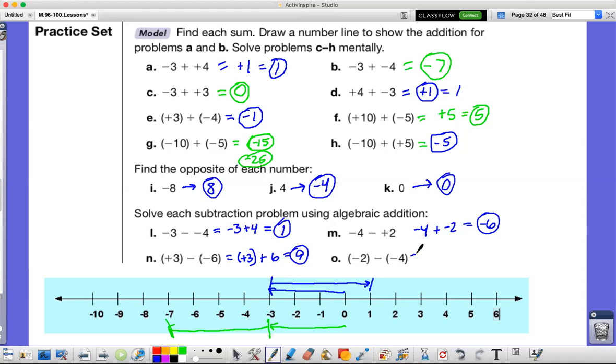And then this one, -2 plus 4. Remember, 2 negatives. Actually, it's not, let me go back. It's not multiply. 2 parentheses next to each other like that would be multiplying. This is just -2 plus 4. So that would be +2.